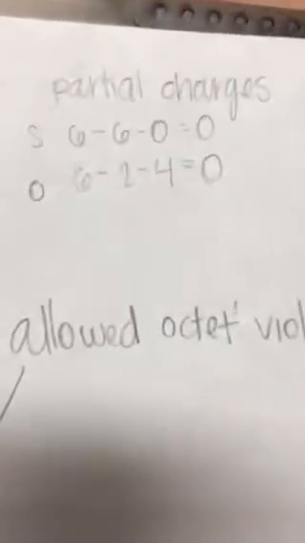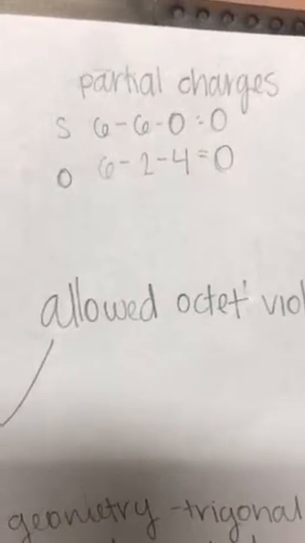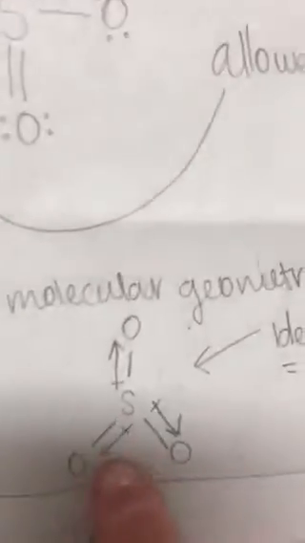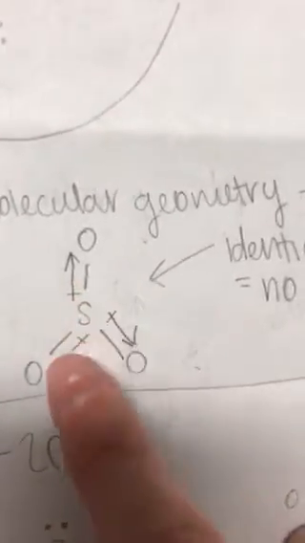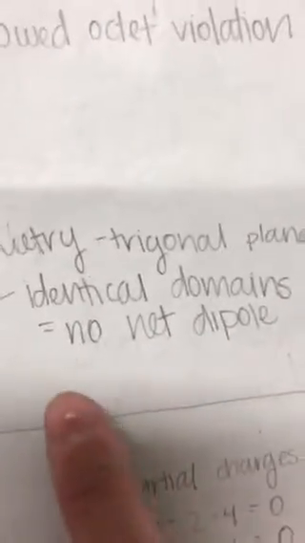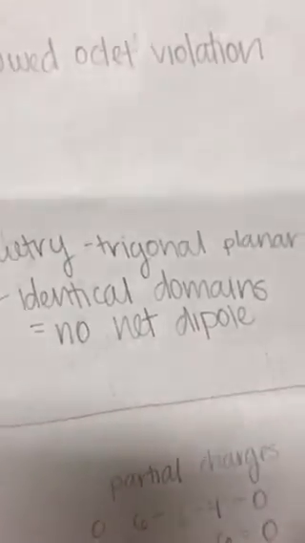Next, we need to see if the partial charges all equal 0. We can see all the atoms are happy. So we need to look at the molecular geometry. The molecular geometry will be trigonal planar because there are 3 bonding domains about the center atom, and all 3 have the same dipole. So identical domains with identical dipoles means there is no net dipole, which basically means that the molecule is not polar.